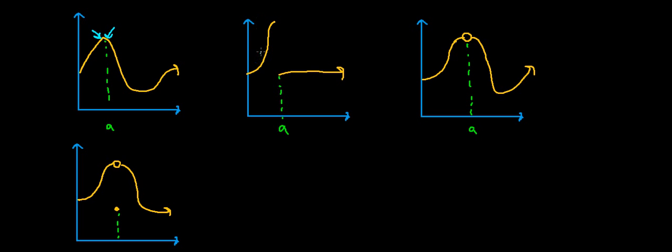So when I approach the value a from the left side, the function values are going to appear to go to whatever number is right here. When I approach the values from the right, it's going to appear to be this number right here. So the left and the right sides don't add up, and if they're not the same, then there is no limit.